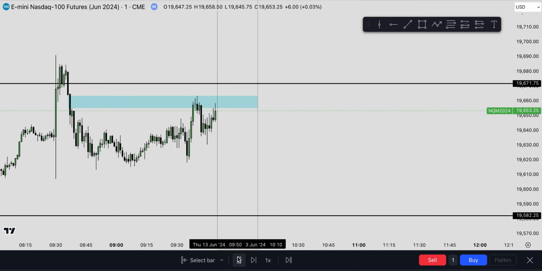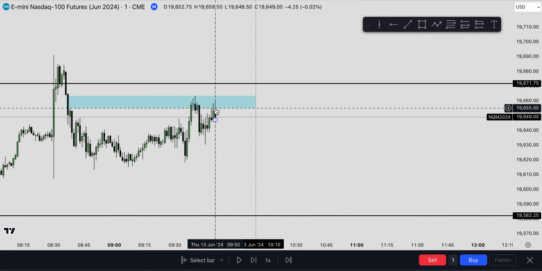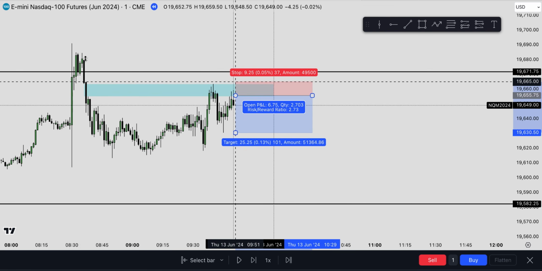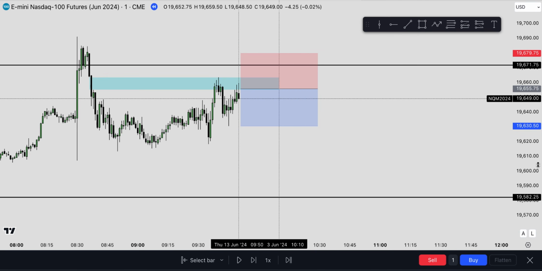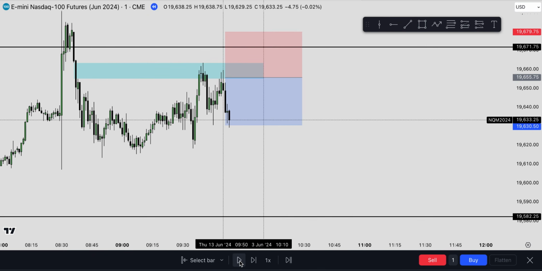Let's see if we get another tap in at 9:50. Yes, we do. I'd be entering short here. I would keep a stop placement just above this displacement candle's high here, risking 24 handles. So now that we've done that, let's see how this trade plays out. All right, there you go.